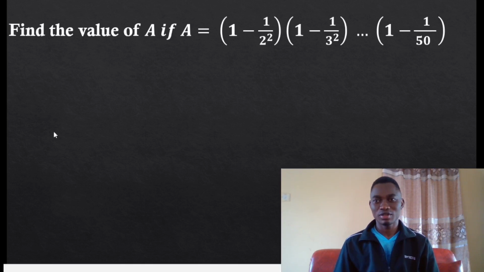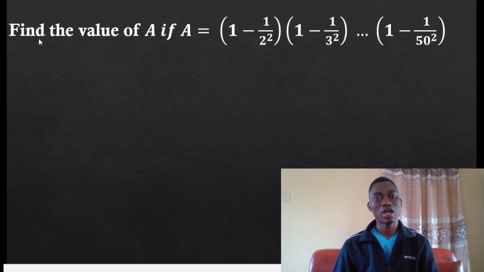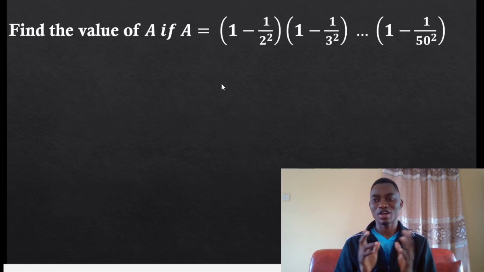The question I have for you is this. It says, find the value of A if A is equal to 1 minus 1 over 2 squared, all into 1 minus 1 over 3 squared, multiplied by 1 minus 1 over 4 squared, on and on, multiplied by 1 minus 1 over 50 squared.